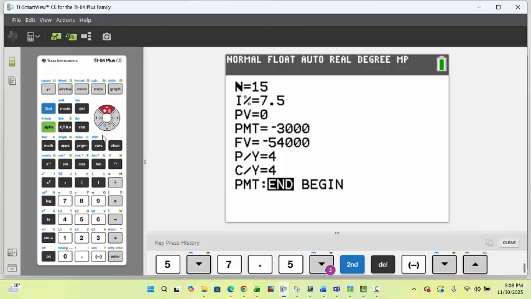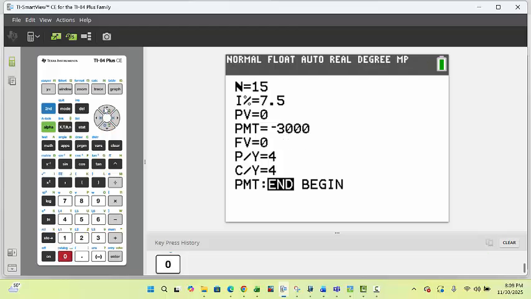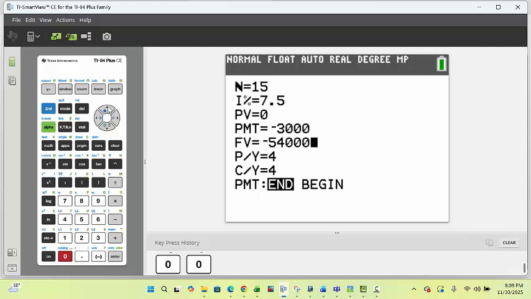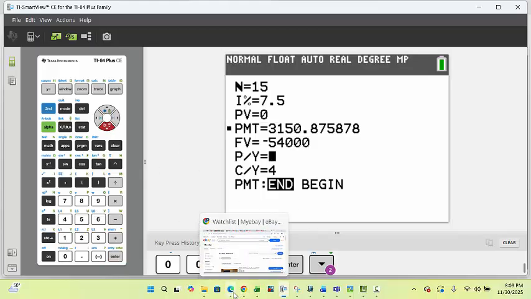Oh no, I'm sorry, that's not right. But yeah, it is. Try to talk myself through it. And then solve for the payment. So I'll go alpha, solve. There it is. So 315088.